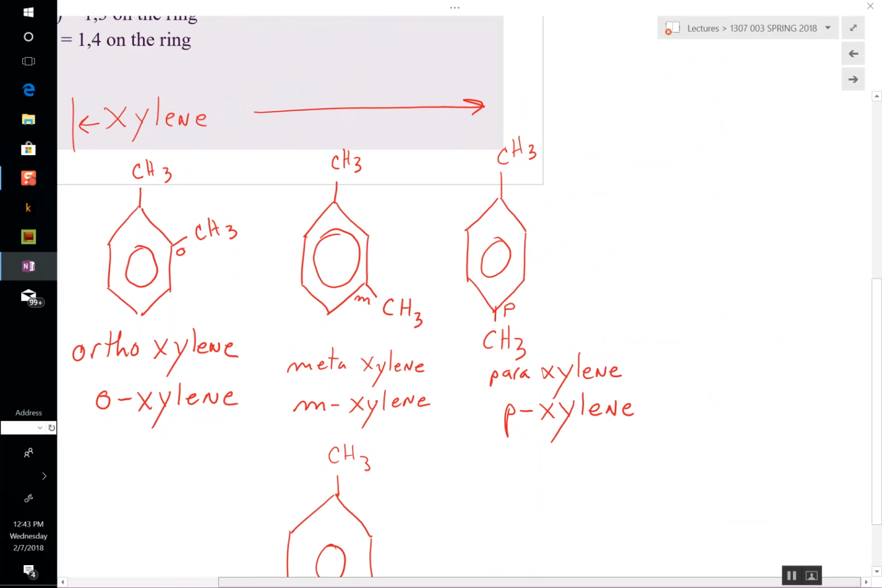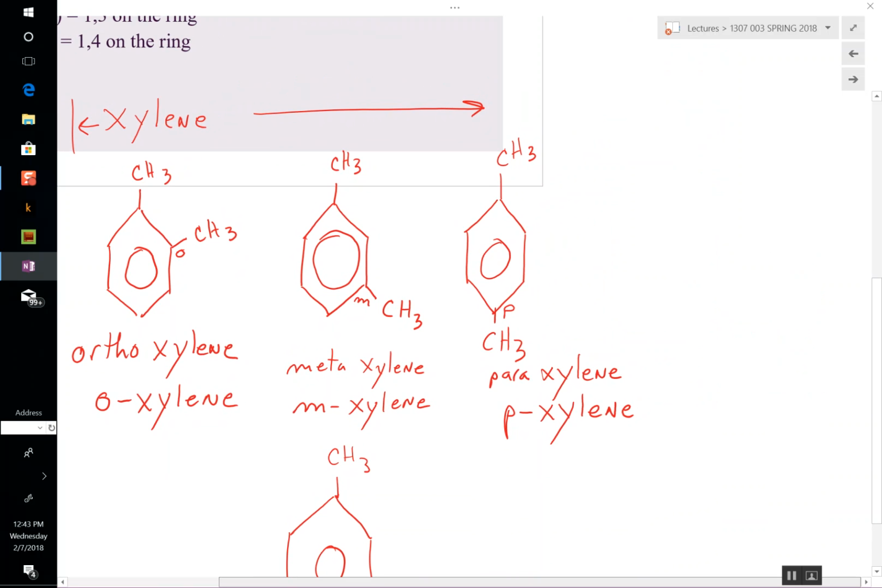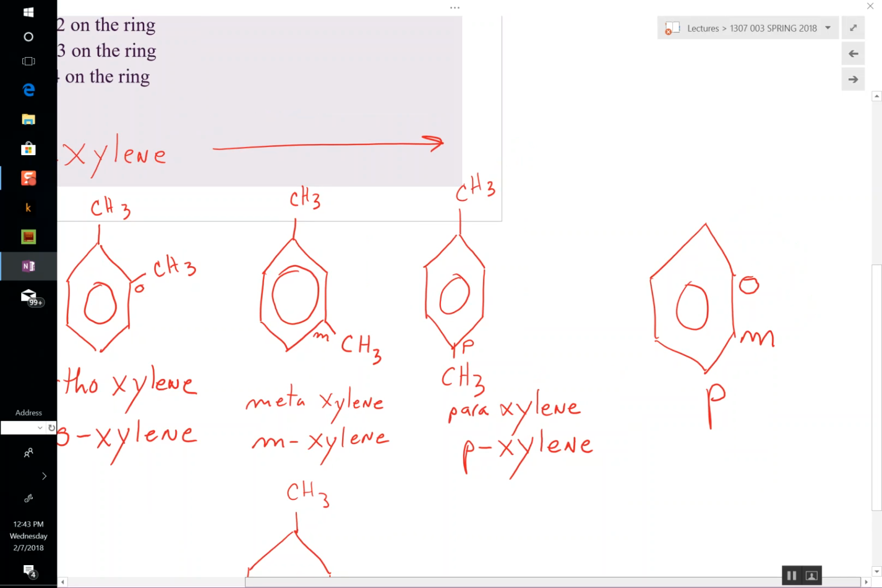Okay, now your homework has you drawing. It says draw para something or other. So you actually just have a P dash with a name after it. So you need to, oh, this is para. It's going to be opposite the one at the top. Now, this is the ortho, this is the meta, this is the para position.